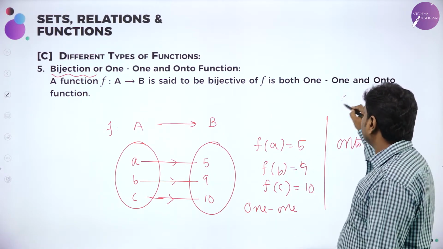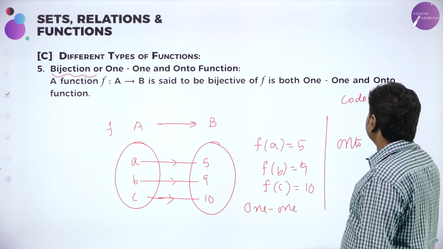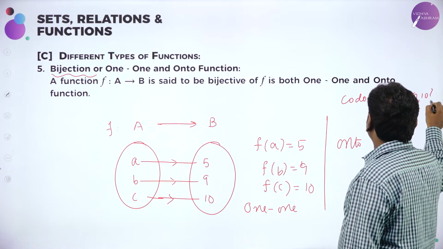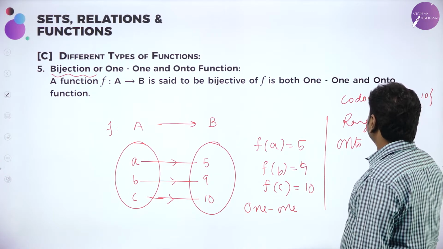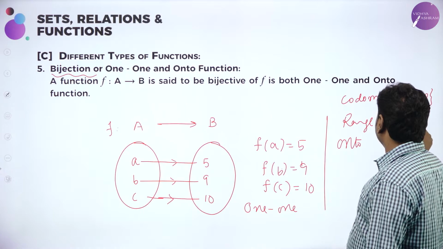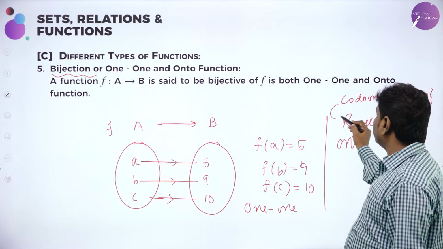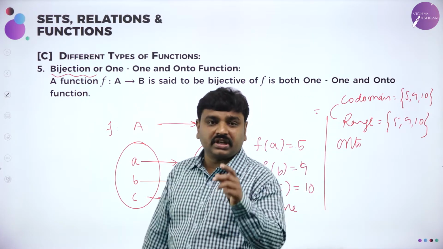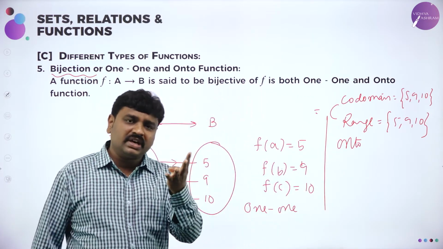Here, if I write codomain, codomain is what? Second set. Codomain is 5 9 10. And if I write range, what is range? Range means set of images. So set of images means 5 9 10. Are they same or not? So your codomain value and range value both are equal. So therefore, it is onto. So now whatever the function I wrote in the ray diagram, this is 1 1 as well as onto.